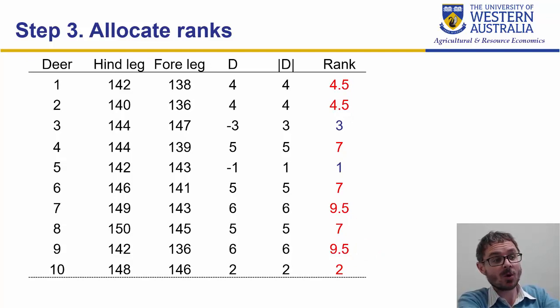So I've got all of my blue ones, they're my negatives, and all of my red ones are my positives. And I can see that the larger ranks, so 7, 7, 7, 9 and 10, the large numbers were where my positive differences clustered. So that's starting to give me evidence that actually there is a difference between these 2 groups.